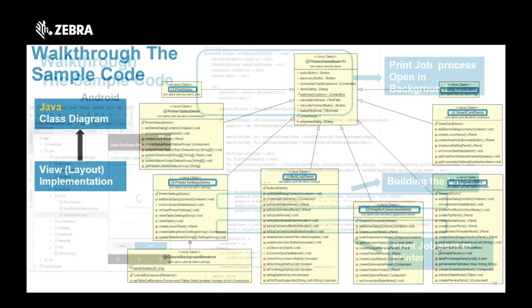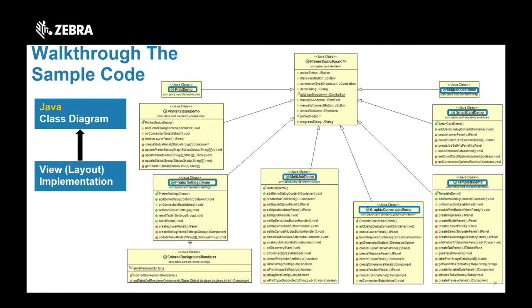Okay, moving on now to explain how we build the Java SDK sample code. We want to define the same concept that you saw for Android, just separating all of the view portion and the implementation portion. So you see here a Java class diagram, and we are just trying to separate all of the view. Everything that you see with the extension demo, print demo, setting demo, all of that is all of the classes that we have to build the windows.